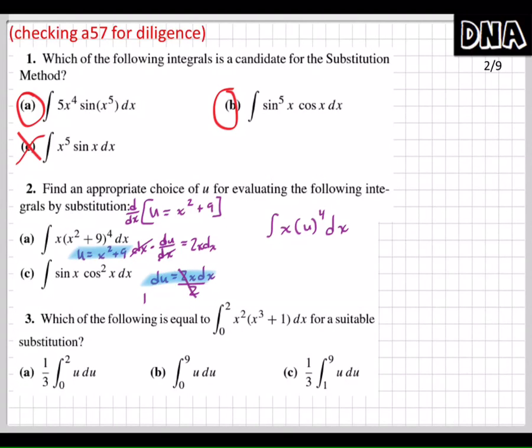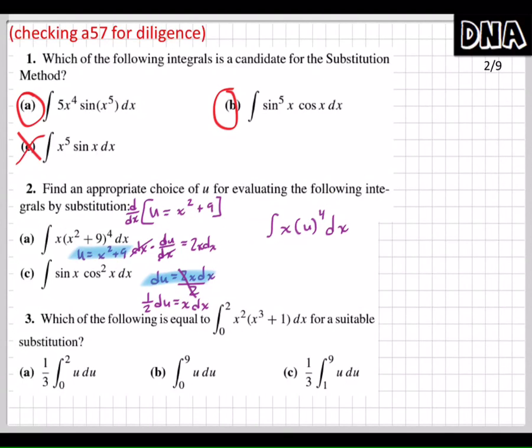Don't get tripped up over that. Instead of going du divided by 2, I'm going to write it as 1/2 du. Same thing, just writing it differently. Now I have an x dx. All right, there's the x dx. Now there's an x dx right here. I can just take this x dx out and put in the 1/2 du.